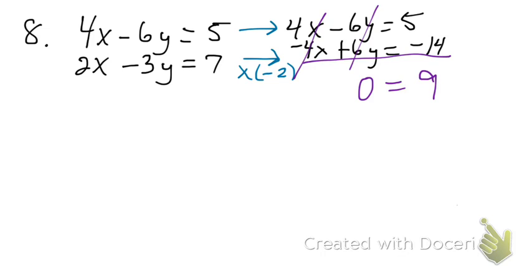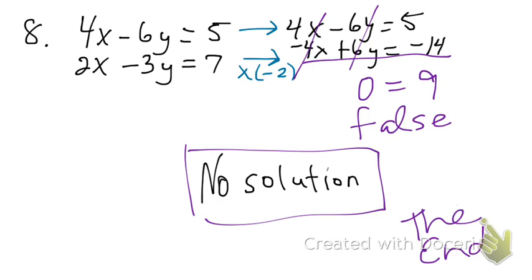Notice what happens this time. Our variables fall out. We get 0 equals 9, which is a false statement. And that means anytime you have an equation you're trying to solve and you get a false statement, that means there's no solution. And so that's going to be our answer. And that's it for this lesson.